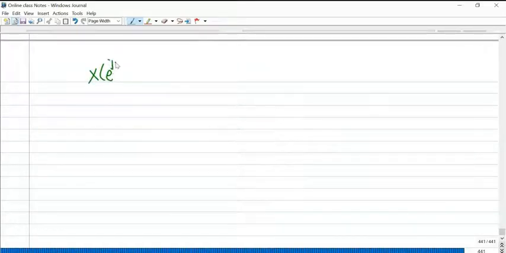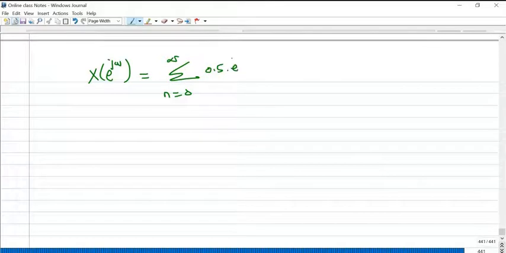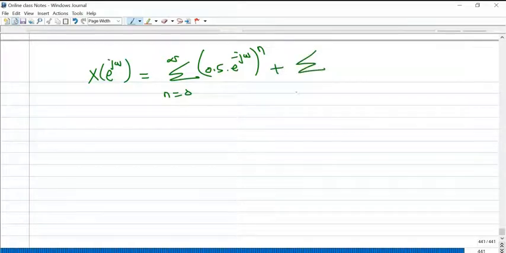X of e power j omega equal to summation n equal to 0 to infinite 0.5 e power minus j omega n. First term. Second term, summation n equal to minus infinite to n equal to minus 1, 2 power minus n e power minus j omega n.